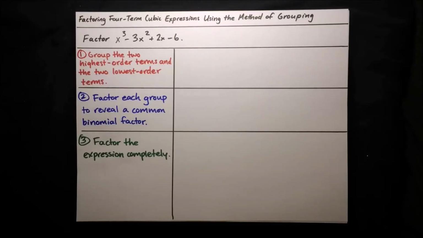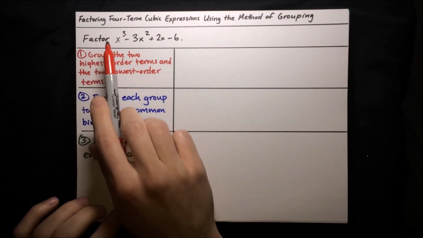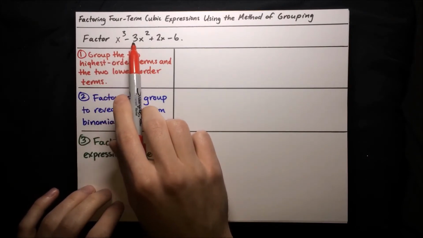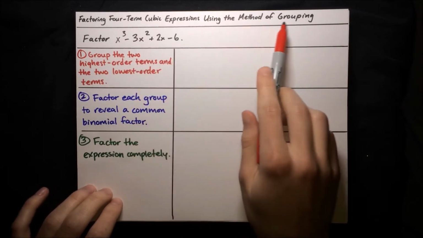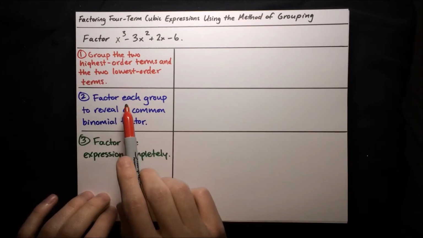In this video, I'm going to show you how to factor four-term cubic expressions using the method of grouping. So we want to factor this expression here, x cubed minus 3x squared plus 2x minus 6. And we're going to use the method of grouping, which corresponds to 3 steps here.